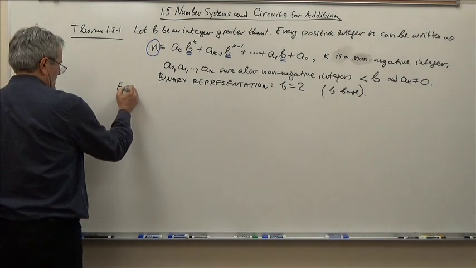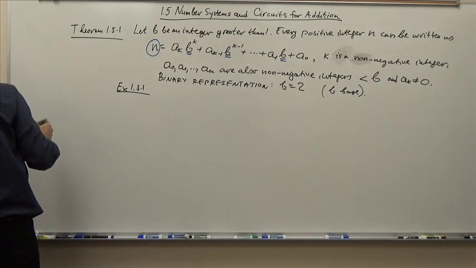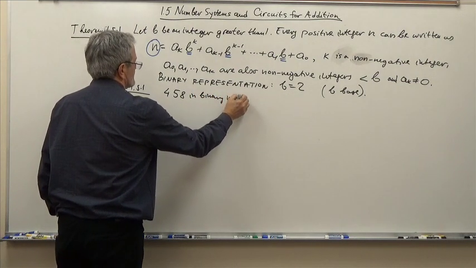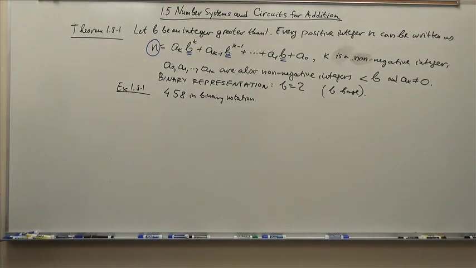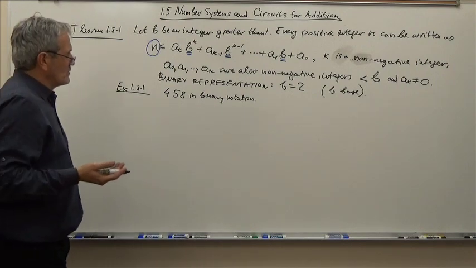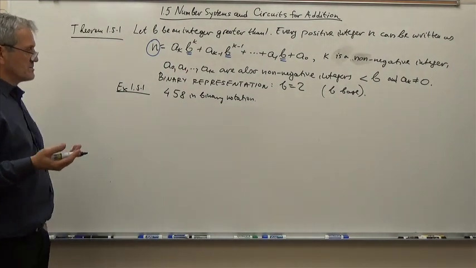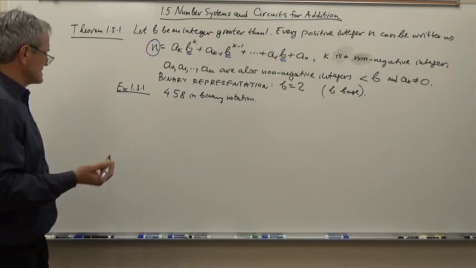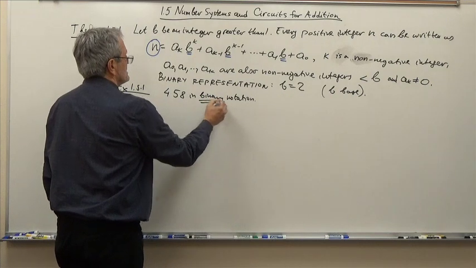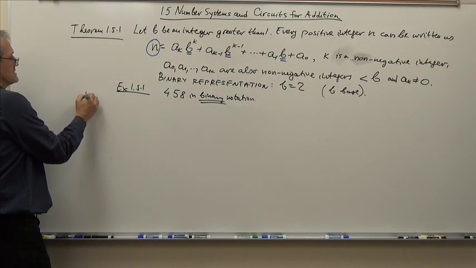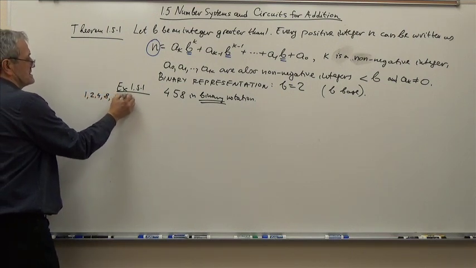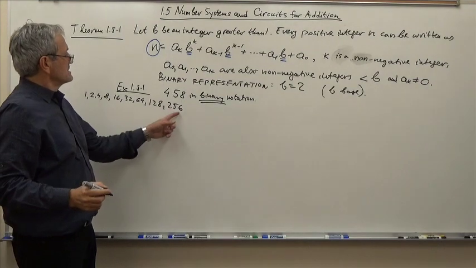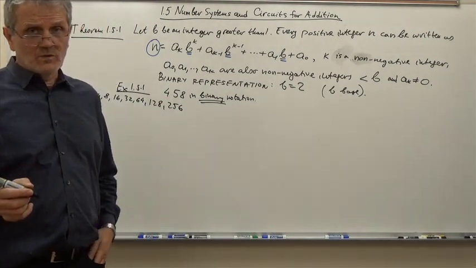So here is example 1.51, and it says write 458 in binary notation. There are different algorithms to do this. I will just go using the highest powers possible, so I'll go from higher powers toward the smaller ones. As I said, there are alternative mechanisms. So powers of two, because that's what we want, since it's binary: 1, 2, 4, 8, 16, 32, 64, 128, 256, and we stop there. Why? Because the next one is 512, and we don't have enough of those.